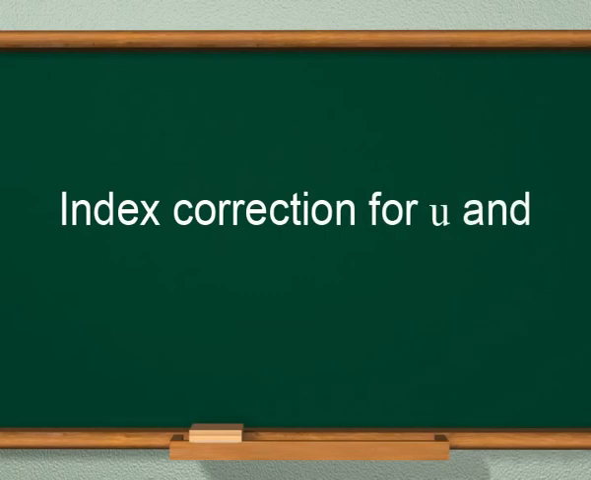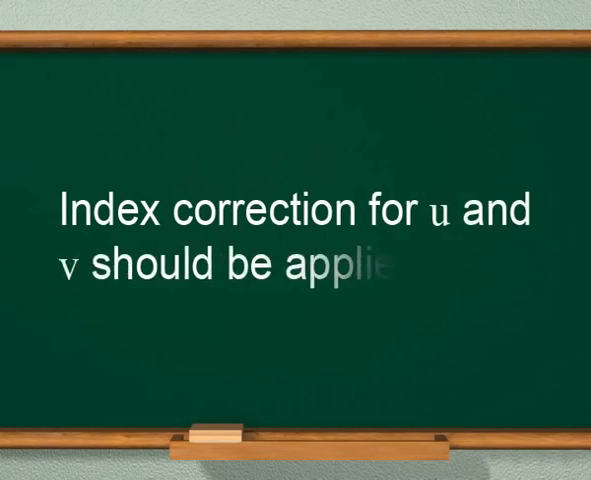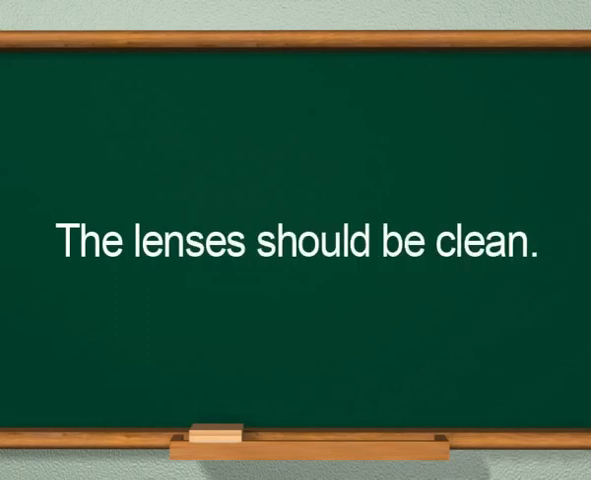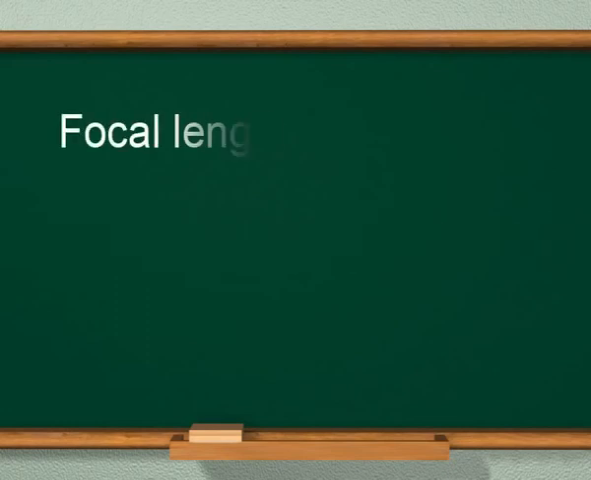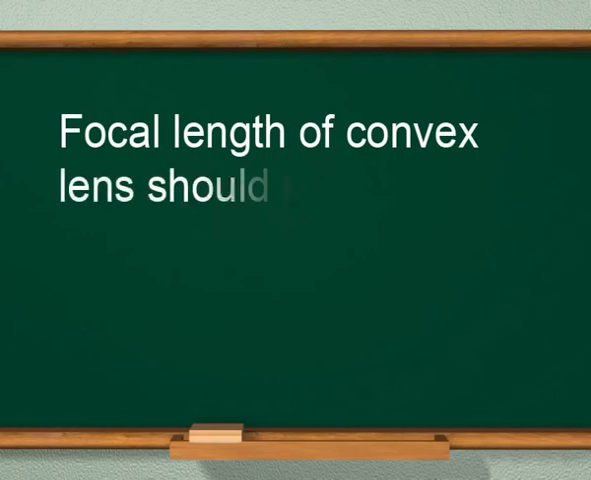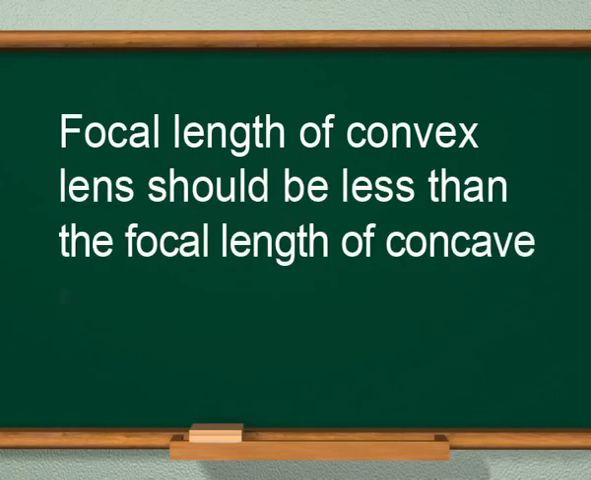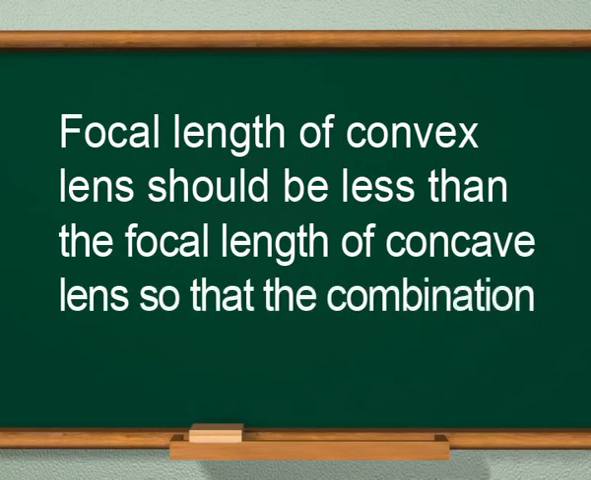Index correction for U and V should be applied. The lenses should be clean. Focal length of convex lens should be less than the focal length of concave lens so that the combination is convex.